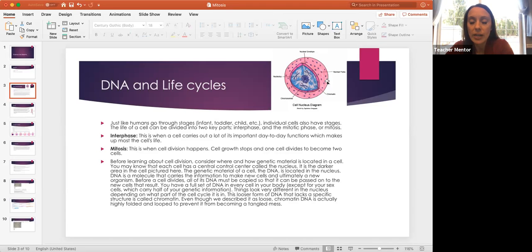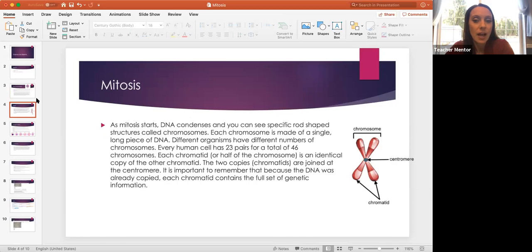So again, we're looking at a single cell here and we're looking at just the nucleus. That's where that DNA, that genetic material, is at, okay? As mitosis starts, DNA condenses. The DNA shrinks, squishes in together, and you can see specific rod-shaped structures, which we call the chromosomes. Each chromosome is made up of a single long piece of DNA, and different organisms have different numbers of chromosomes, depending on the species.